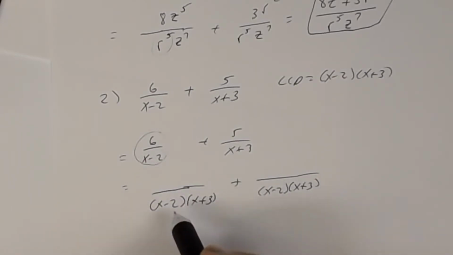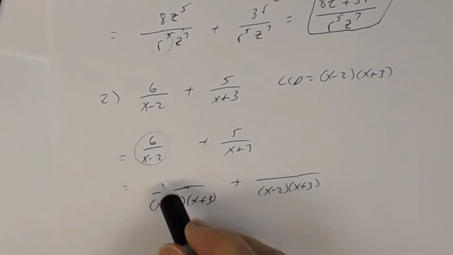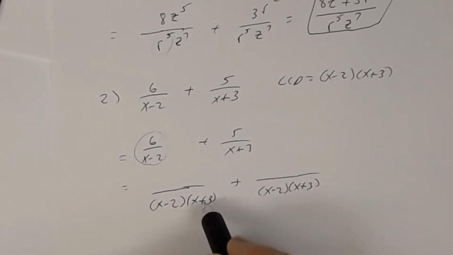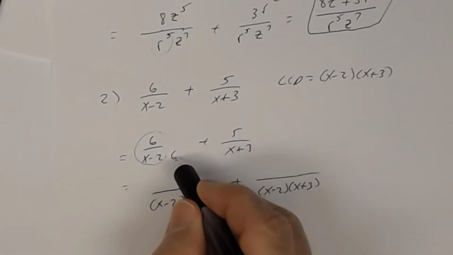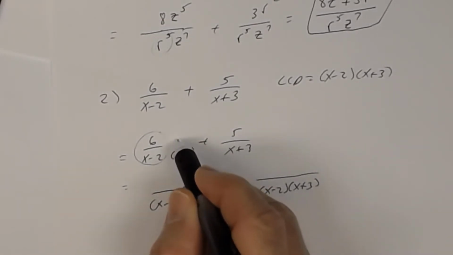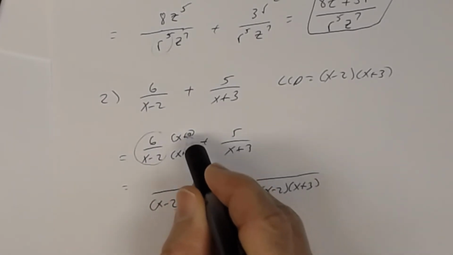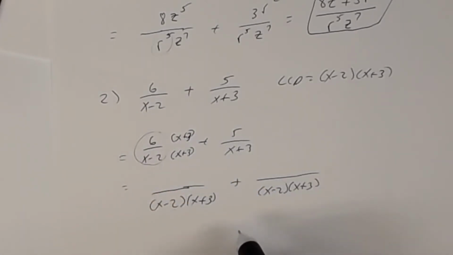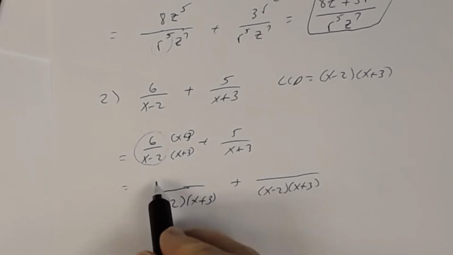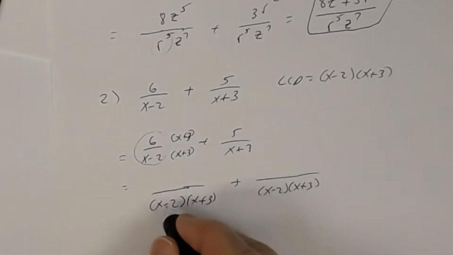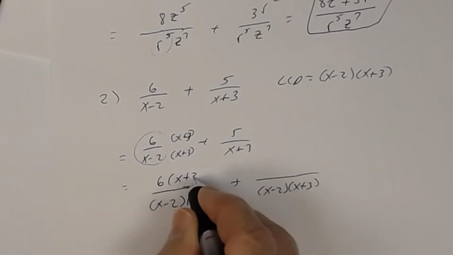See, I have x minus 2, but I want this. So you think about what's missing. What do I need to multiply this by to get what you see here? Well, you see the x minus 2s. You don't see this here. So you got to multiply by this. You're going to say x plus 3, x plus 3. What you do to the denominator, you do to the numerator. So now this numerator right here becomes what you see here. So that becomes 6 times x plus 3.